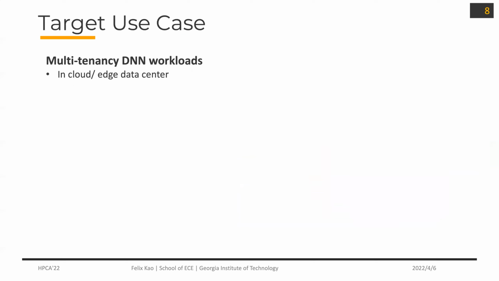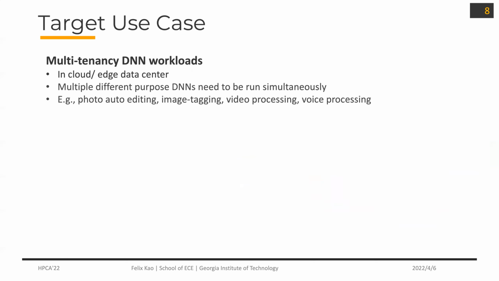The goal of this work is, given a set of workloads and a multi-sub-accelerator architecture, to optimize the schedule. Here, let me describe the target use case of this work. First, multi-tenancy DNN workload in cloud or edge data centers. Essentially, multiple-purpose DNNs run simultaneously. Applications like photo auto-editing, image tagging, video processing, voice processing, and so on, have a bulk of jobs that need to be run with different models, and we want high throughput for them.